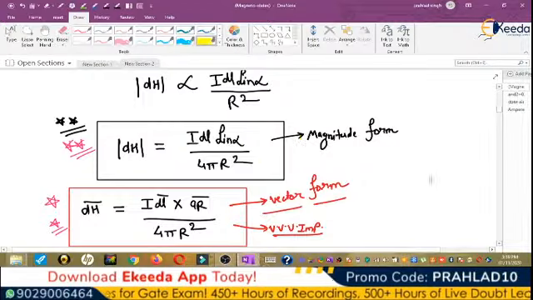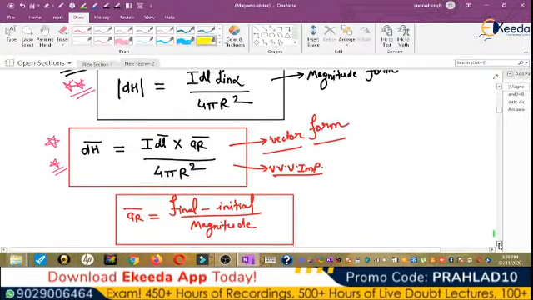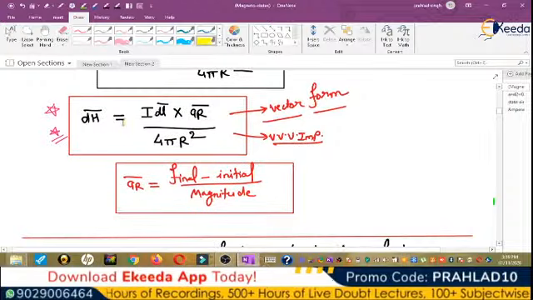So this is the magnitude form, and what is the vector form of the Biot-Savart law? It is I dl vector cross a R vector by 4 pi r square.